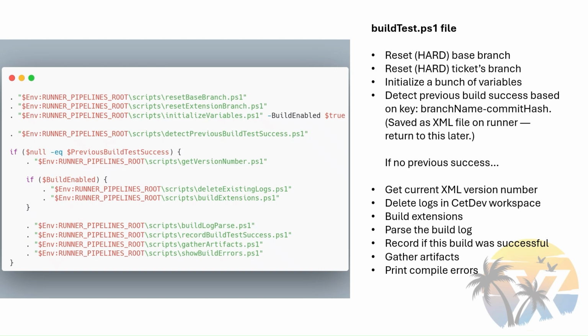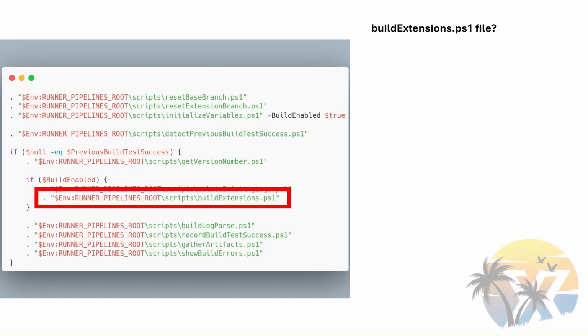Basically, the show build errors at the bottom is what gets shown in the Bitbucket view where you saw the errors ASCII stuff at the beginning. I'll show you this later. So let's dive into a little bit more.